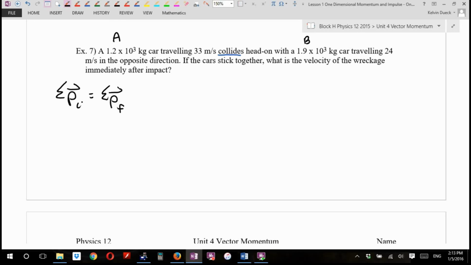Okay. Before the collision, what's moving? Car A, car B, both or neither? Both stuck together or separate? Before the collision, stuck together or separate? Okay, so it's going to be momentum car A initial plus momentum car B initial. Wham! They collide. Mr. Dewick, are you going to do that for every single collision? Maybe.